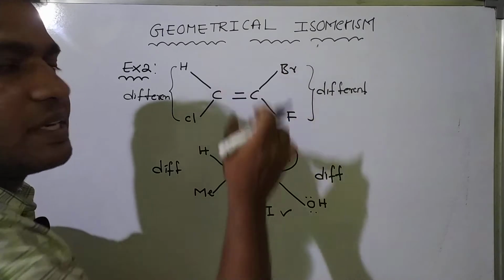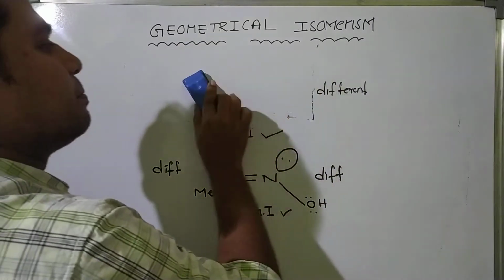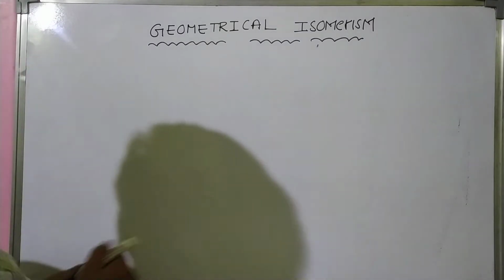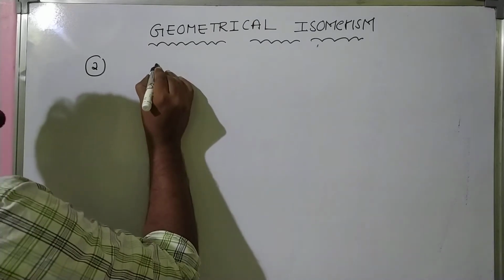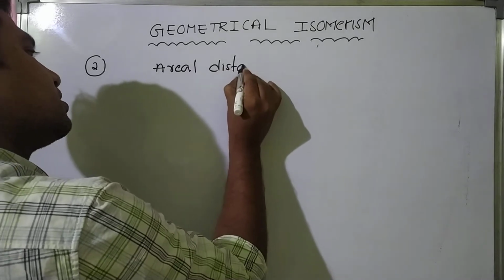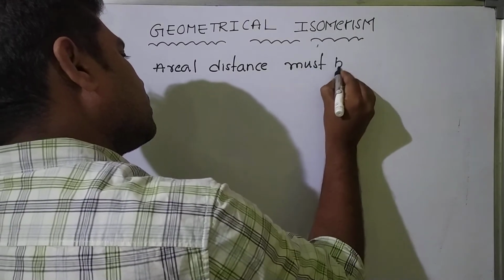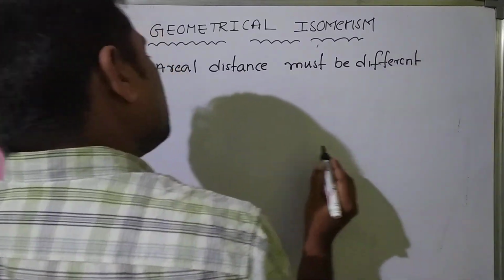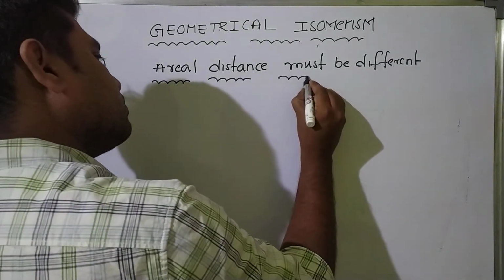This is the first requirement. Now the second requirement, meaning the second condition. Condition number 2. What is the second condition? The second condition is aerial distance must be different. Aerial distance must be different. So what is called aerial distance? Now we will discuss with one more example.